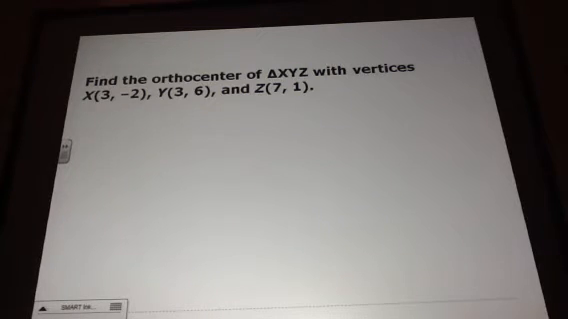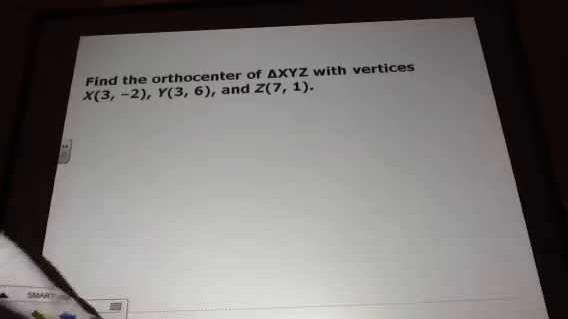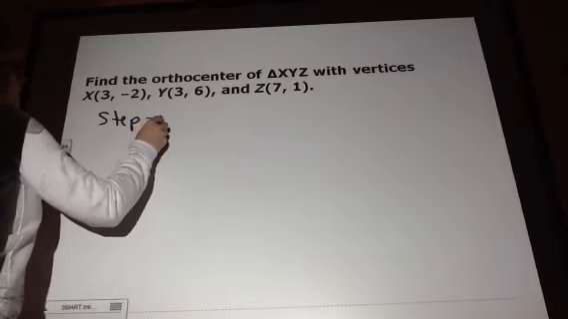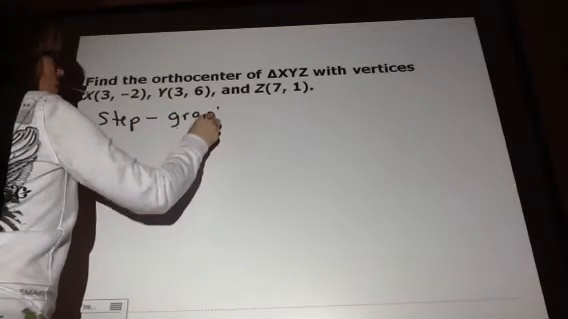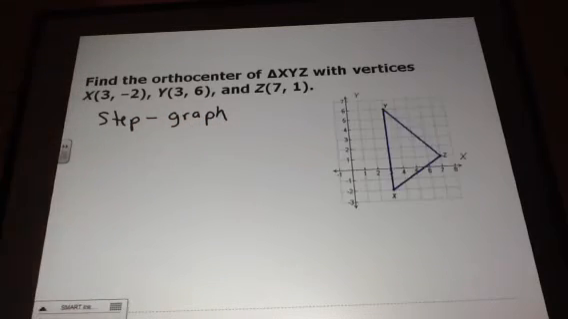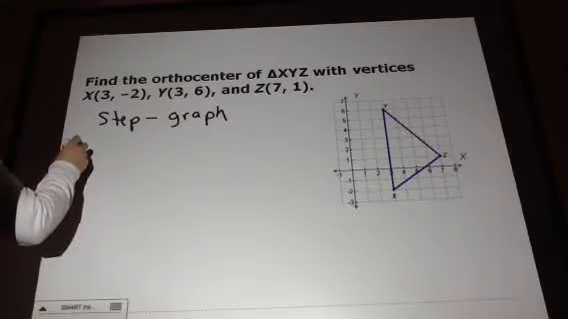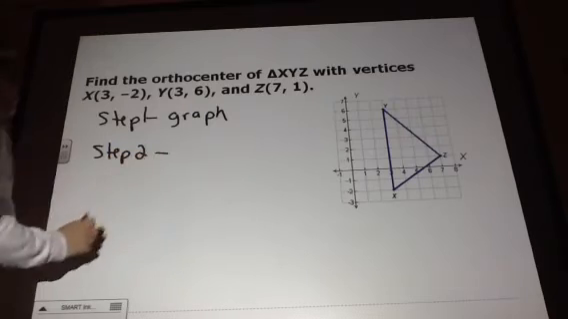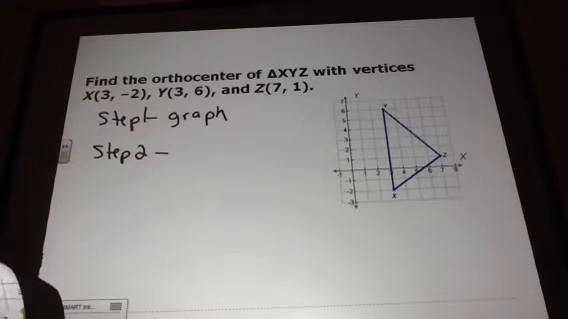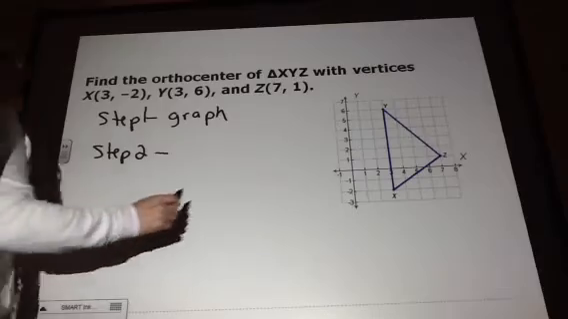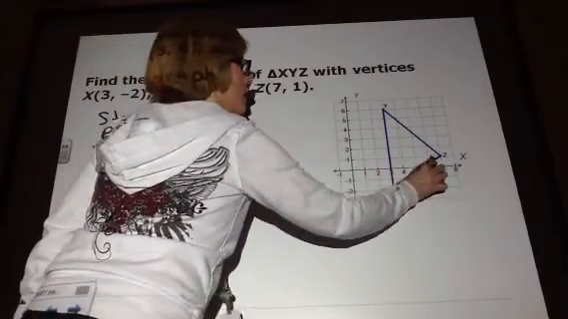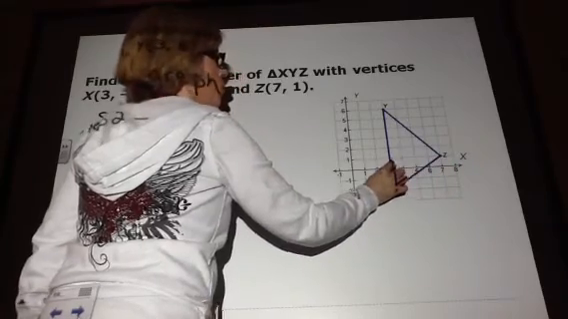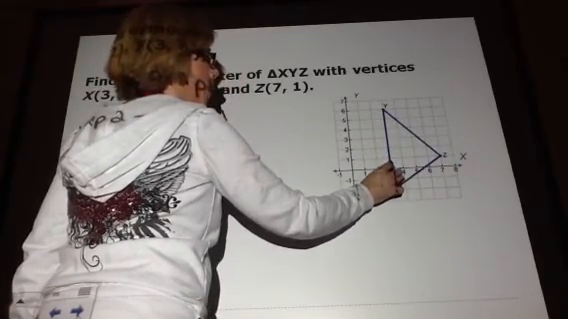All right, so to find the orthocenter, the first step is to graph those points. Step two is to find this altitude. So from point Z to segment YX is going to be perpendicular.